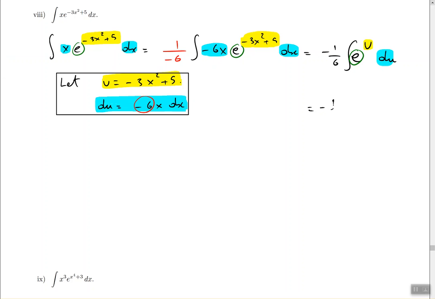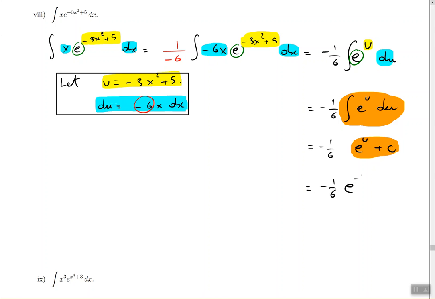Now the antiderivative for e to the u du becomes negative 1/6 e to the power of u plus c. So basically, the whole integral e to the u du, all of this stuff with the integral, gets erased and replaced with e to the u plus c. That's how it works. And finally, we just write down in place of the u the negative 3x squared plus 5, and then leave the plus c on the side, and that's how it's going to end.